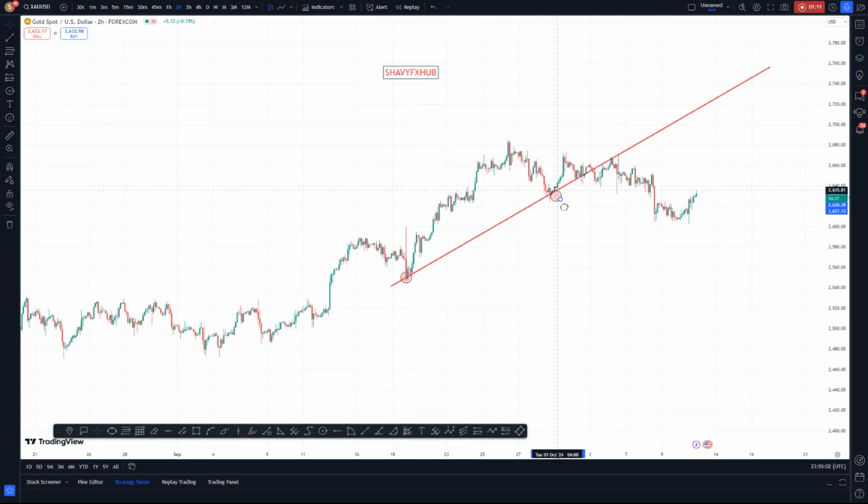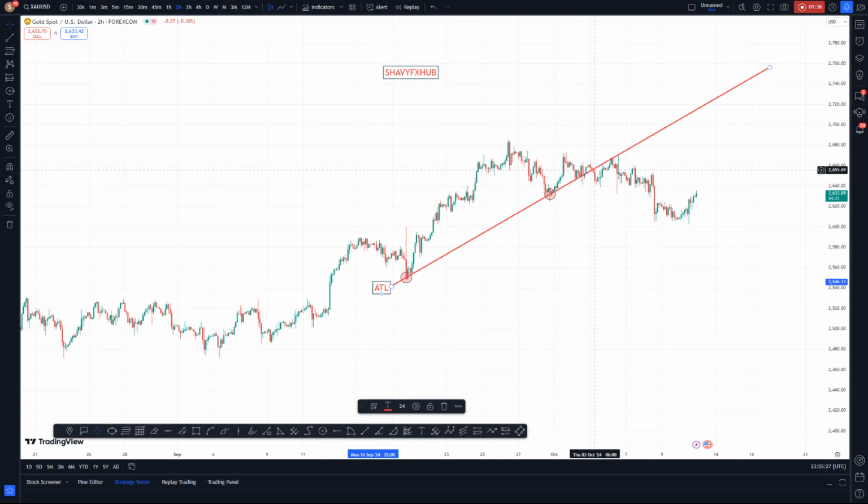Price came back, created another support structure. Then at these 2 points, we are waiting for a break of the structure. Break of what? An ascending trend line. So this is the 2 hours time frame. Price broke this structure.